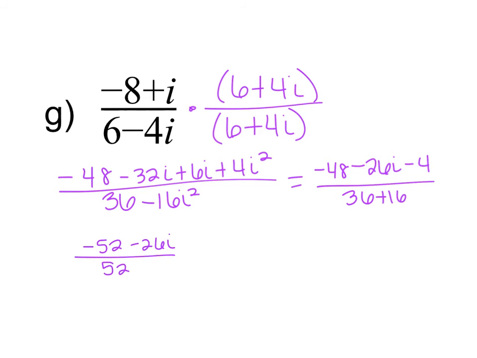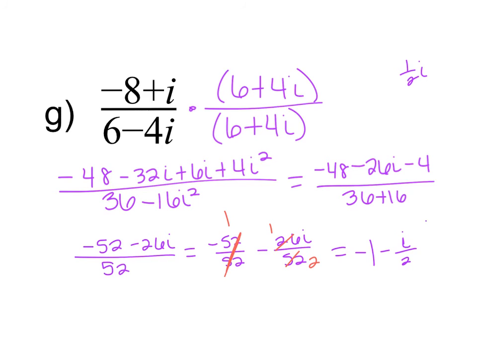Oh, this one's going to be able to simplify nicely. So I'm just going to break it out before we simplify it. So this will be negative 52 over 52 minus 26i over 52. So you might have already noticed that turns into negative 1. Don't forget about the negative. And 26 times 2 is 52, so this will be 1/2. Okay, so our final answer for this one is negative 1 minus i over 2, or you could write 1/2 i. It's the same thing. So that would be your answer.